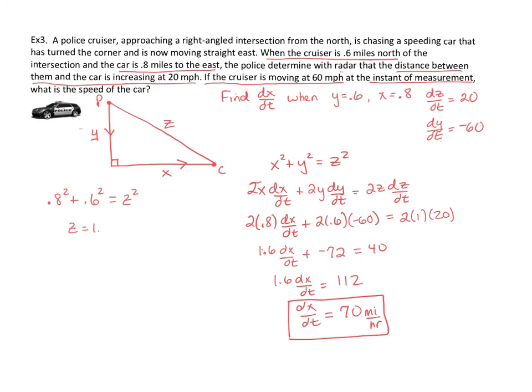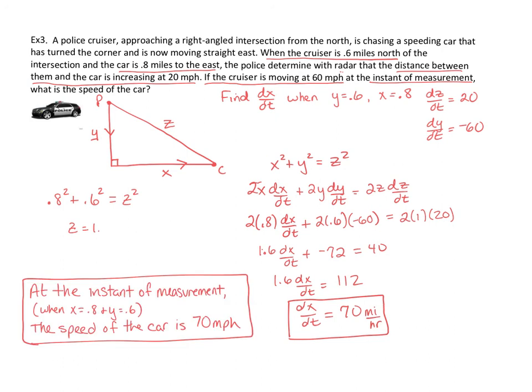So we answer the question, and as always, we have to state a sentence. At the instant of measurement, that's when x is 0.8 and y is 0.6, the speed of the car is 70 miles per hour.